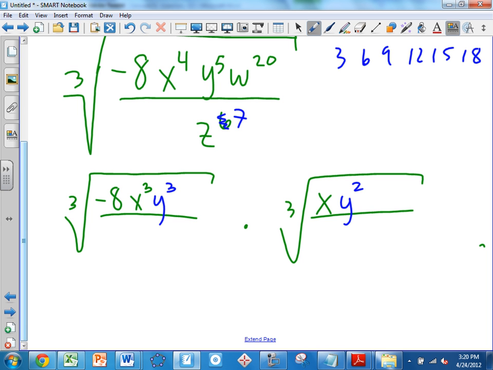Which one is bigger though, 15 or 18? 18 is bigger. So we want to take 18 of them, put them over here, and take the remaining 2 and put them over here. Remember, guys, whatever's left over here, those exponents have to be less than your index, right?